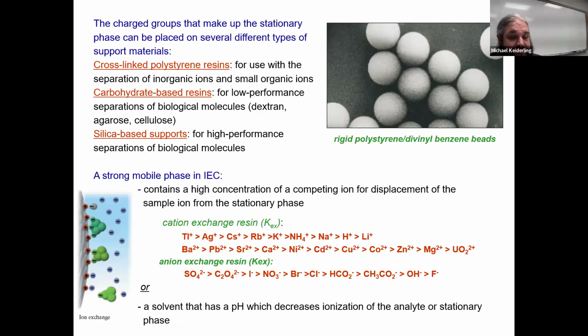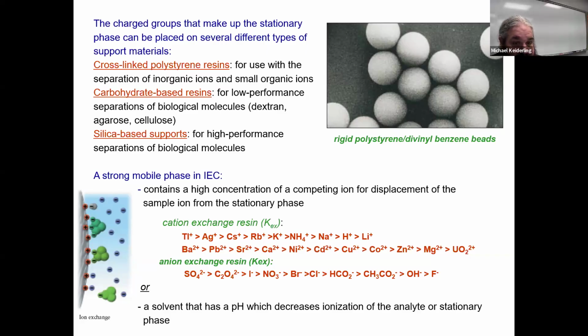The charged groups that make up the stationary phase can be placed on several different types of support materials. Cross-linked polystyrene resins are very common for the separation of inorganic ions and small organic ions. Carbohydrate-based resins, like dextran, agarose, and cellulose, are for low-performance separations of biological molecules, and silica-based supports are for high-performance separation of biological molecules. They commonly use these ion exchange resins.